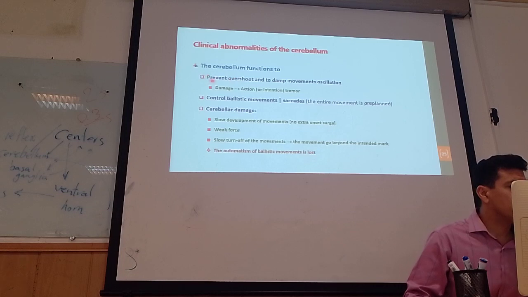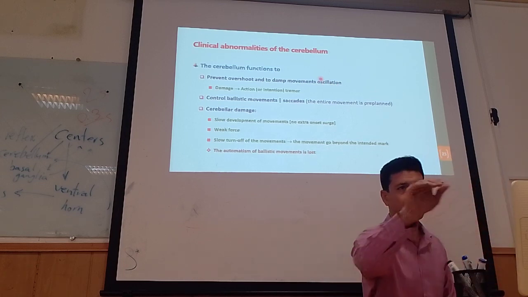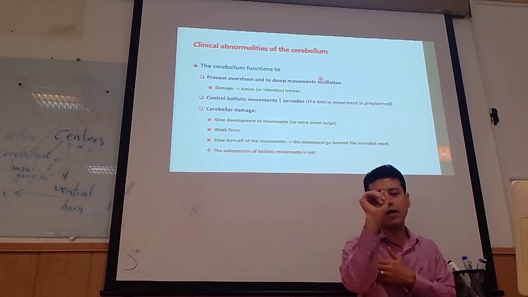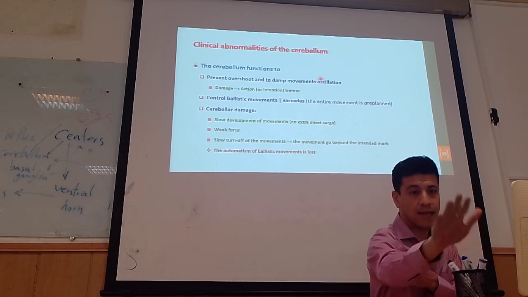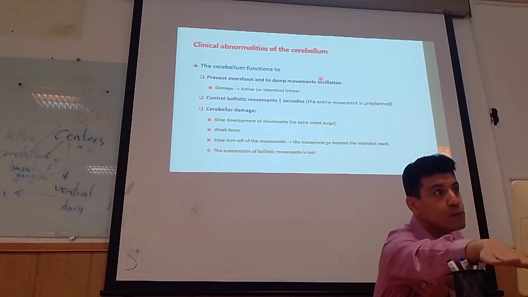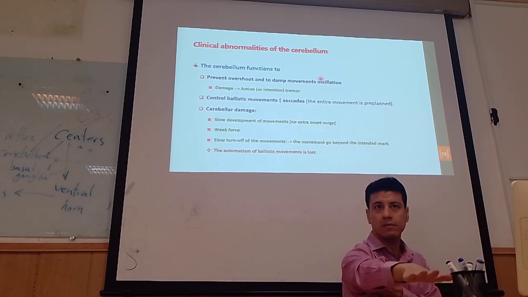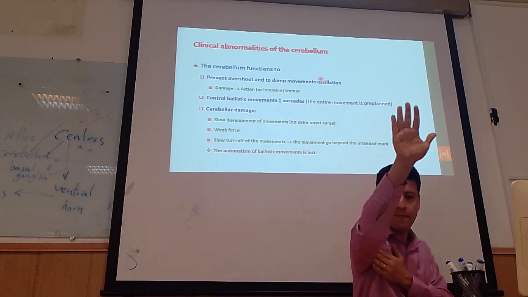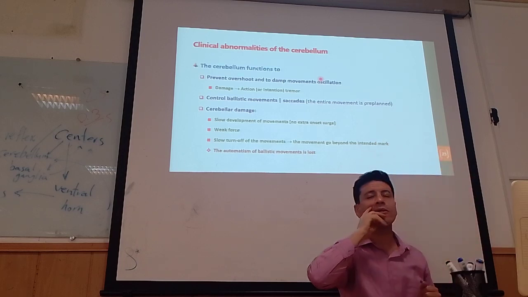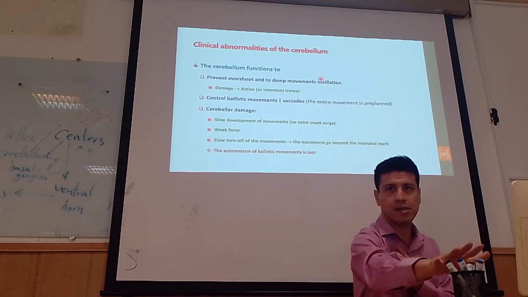So the cerebellum prevents overshoot and damps movement oscillation. What does it mean? For example, you want to do this movement. The movement has a start and an end. The end should be exactly here. If it ends here, the movement is wrong. If it ends here, again the movement is wrong. The movement should end exactly here. Right? So the cerebellum functions to perform the action precisely.